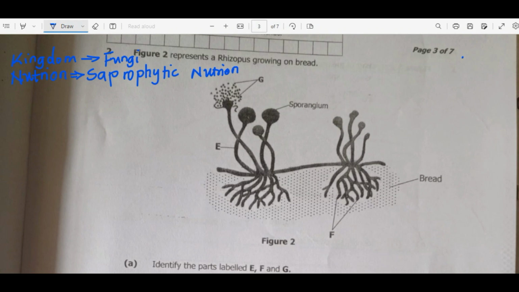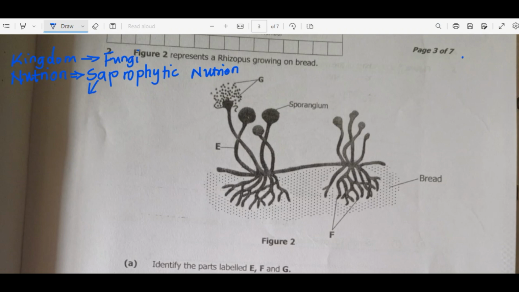Then under the same nutrition, you may encounter nutrient. A nutrient is any substance or material needed by the living organism for it to survive. For example, glucose is a nutrient, and amino acids are also nutrients. Now, away from the saprophytic nutrition, what else can we look at under saprophytic nutrition?